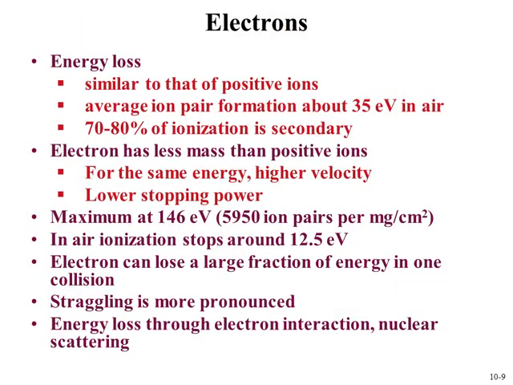Now electrons, they're also charged particles, negatively charged. They have similar energy loss mechanisms to positive ions. Again, we already talked about the average ion pair formation is about 35 electron volts in air. Number of secondary ionization. One of the major differences, however, between an electron and the positive particles we were talking about is mass. So for the same energy, this means that electron will have a higher velocity that will relate to it having a lower stopping power.